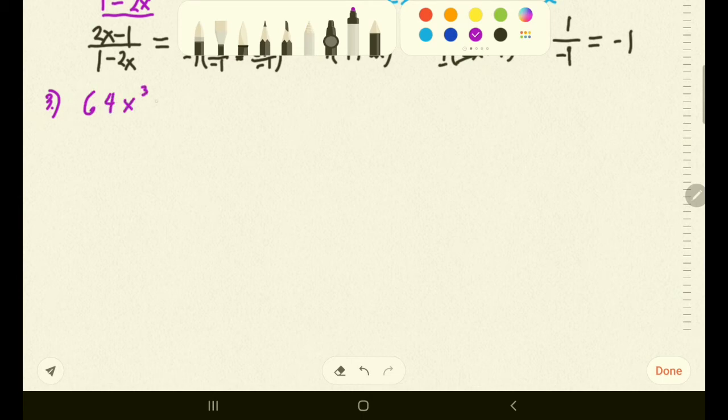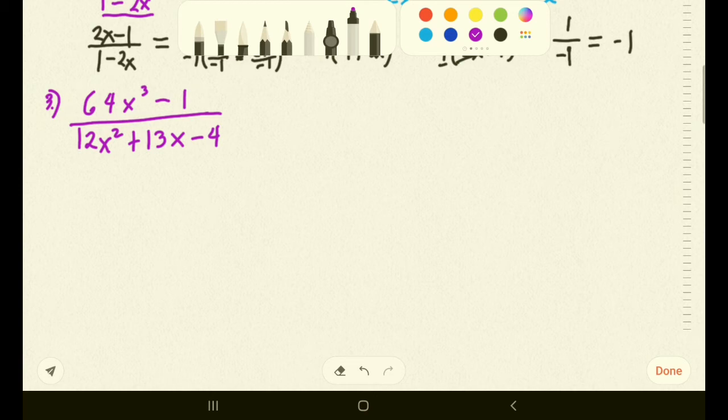(64x cubed minus 1) over (12x squared plus 13x minus 4). So for this, 64x cubed minus 1, there is no GCMF. So proceed, it's either the other factoring techniques.